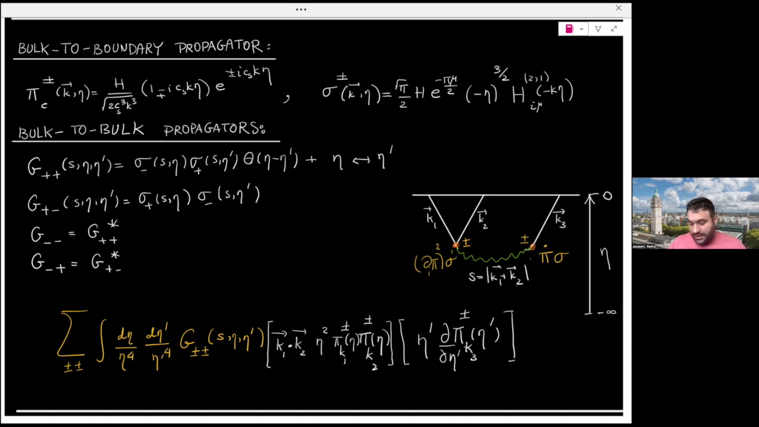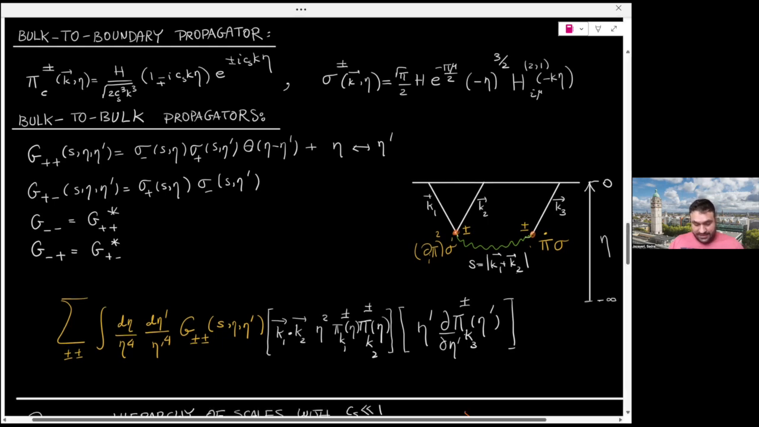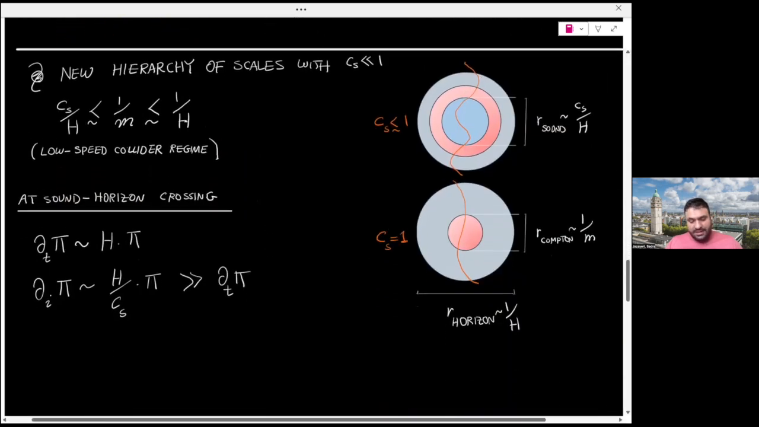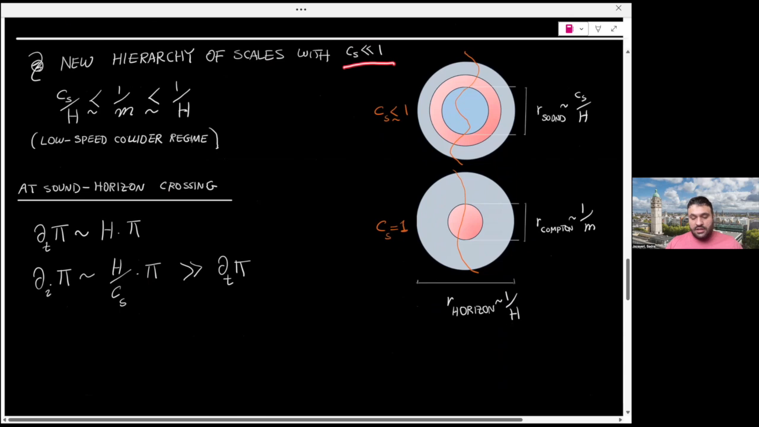And if you want to also connect vertices in the bulk, you have to insert bulk-to-bulk propagators, which come in 4 different ways. And at the end, you have to compute some time integral. So associated with each vertex, you have an integral over the conformal time eta. And because of these time integrals, the computation analytically is usually very cumbersome. However, in a limit where the speed of sound is small, a natural hierarchy of scales emerges, which simplifies this computation, which I'm now going to describe.